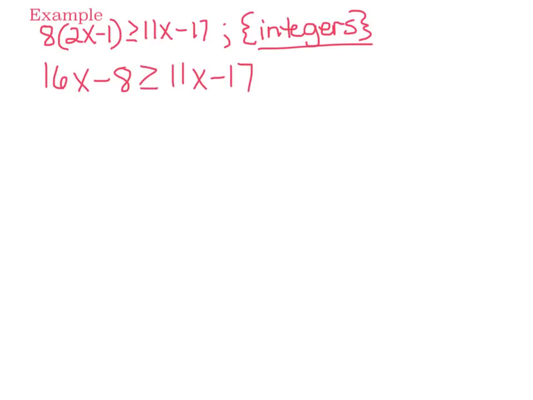Then we want to get all the x's on the same side. We want to combine like terms, so I'm going to subtract 11x from both sides. 16 minus 11 is 5x. And I want to add 8 to both sides, so I have greater than or equal to negative 17 plus 8 would be negative 9. And then we can divide both sides by 5. So x is greater than or equal to negative 9/5.